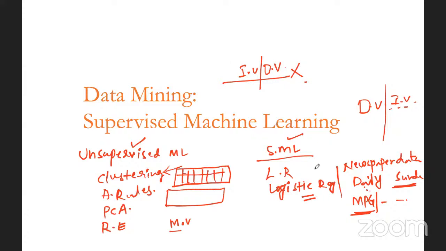Right. We have already discussed a few techniques under supervised machine learning, and we completed unsupervised. Again, we are going to discuss more advanced supervised machine learning algorithms. I hope that clarifies the difference between the unsupervised and supervised machine learning techniques.